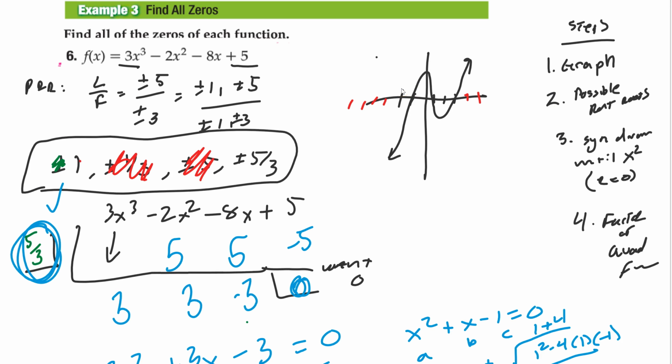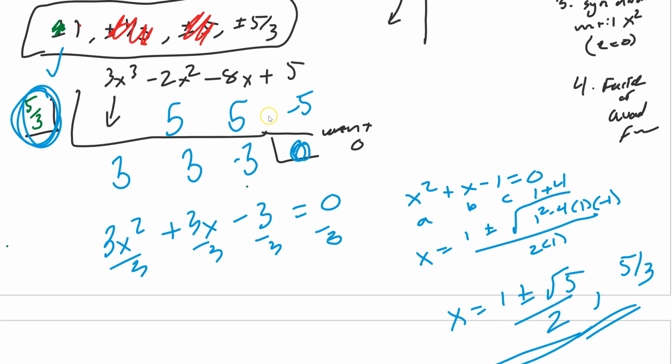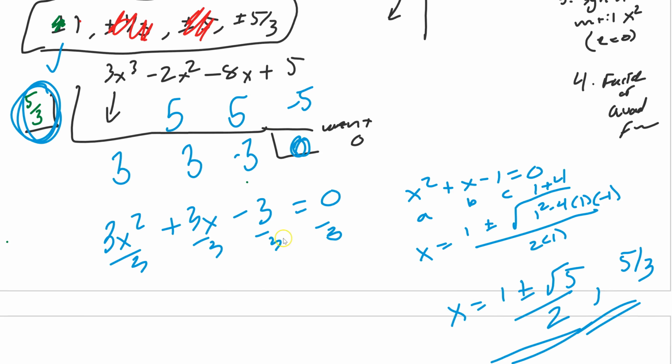So that's the process, right? Graph it. If it works nicely, you're good. If not, do the possible rational roots. Once you get it, keep on trying synthetic division until you get a 0. That's what we need, right? Because it's a root to 0. And once you get down, keep on doing that until you get to x squared, and then you can just factor or use the quadratic formula. So, another one.